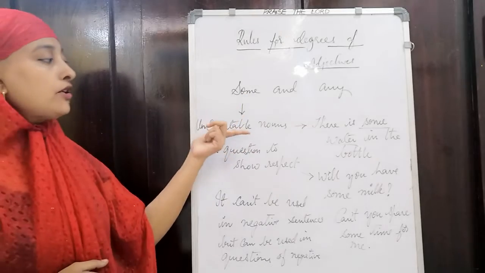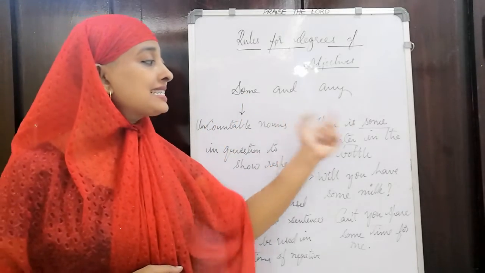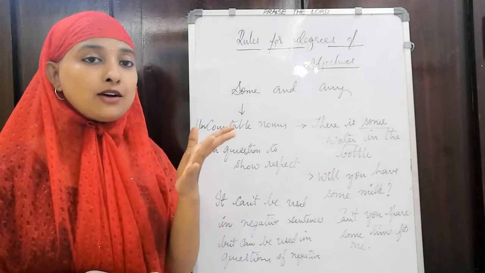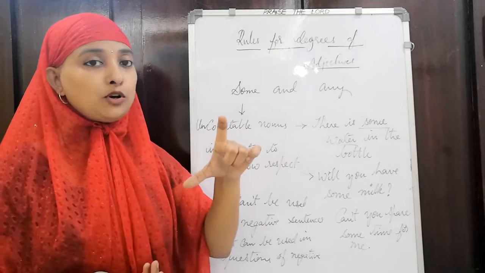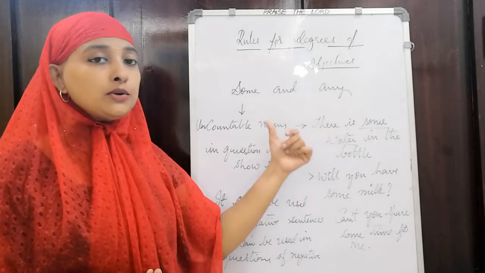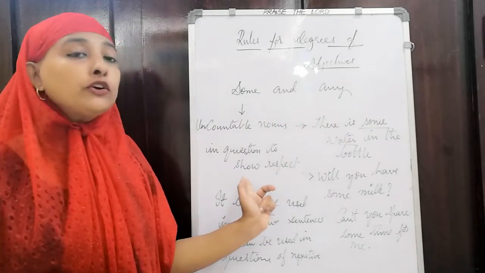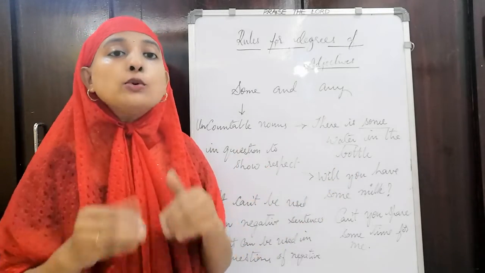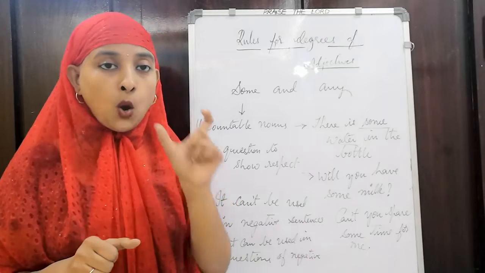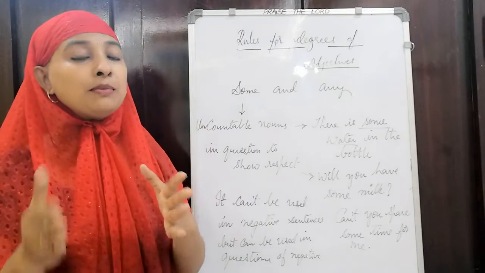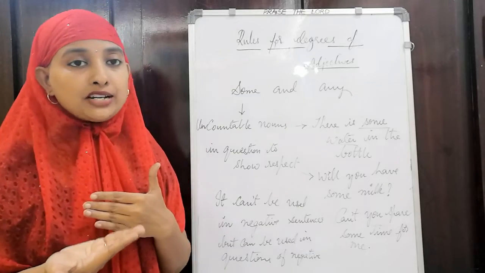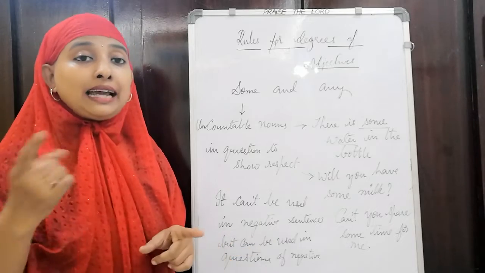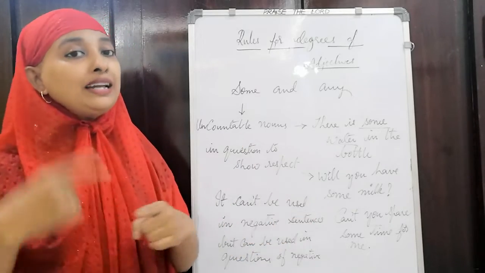Let us see. There is some water in the bottle. Here we are telling about water, which is uncountable in nature, so we are using some. Similarly, for questions of respect: will you have some milk, or would you like to have some milk? Some milk is again uncountable, and it is a question asked with respect. And the last one, I told you it can't be used in negative sentences, but it can be used as a question form in a negative sentence.